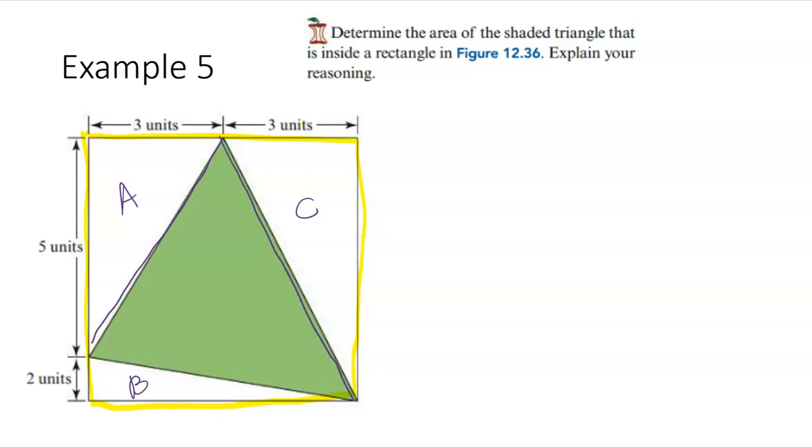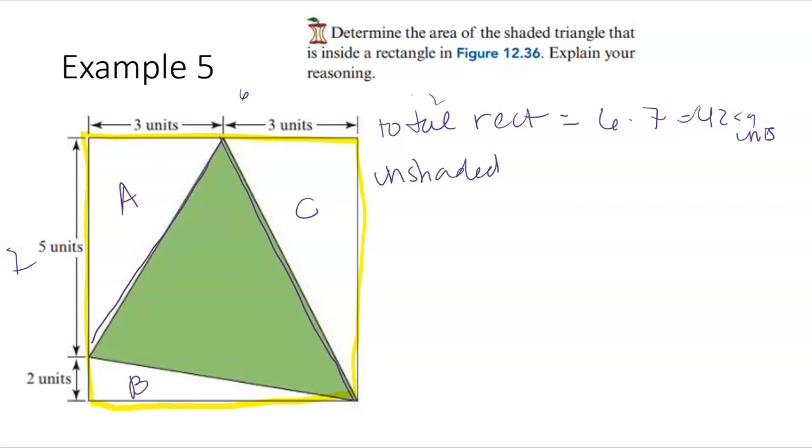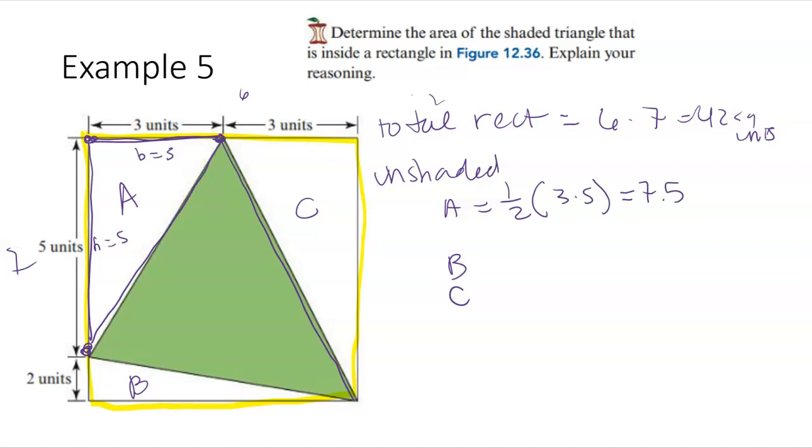So I want to take the rectangle. My total rectangle is 6 by 7, so it's 42 square units. And I want to take away the unshaded parts. So let's get A, B, and C. So A, what's here? Let's call this my base. My base is 3. So I need to connect to the vertex that's not on my base, so that's this. So my height is 5. So it's going to be 1/2 times 3 times 5. That's going to be 7.5, half of 15.